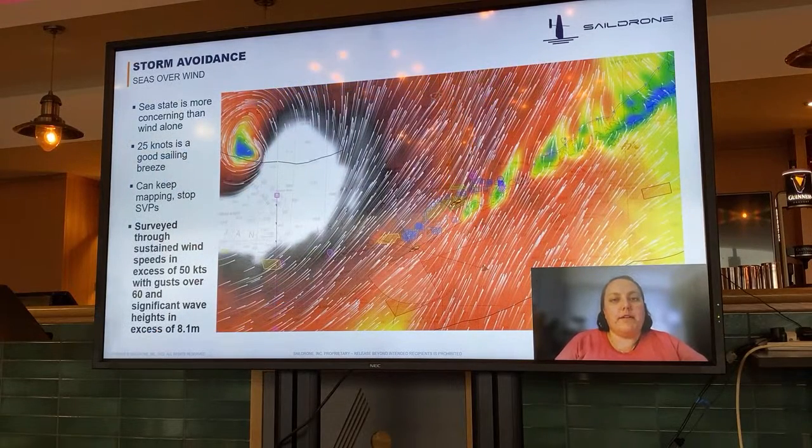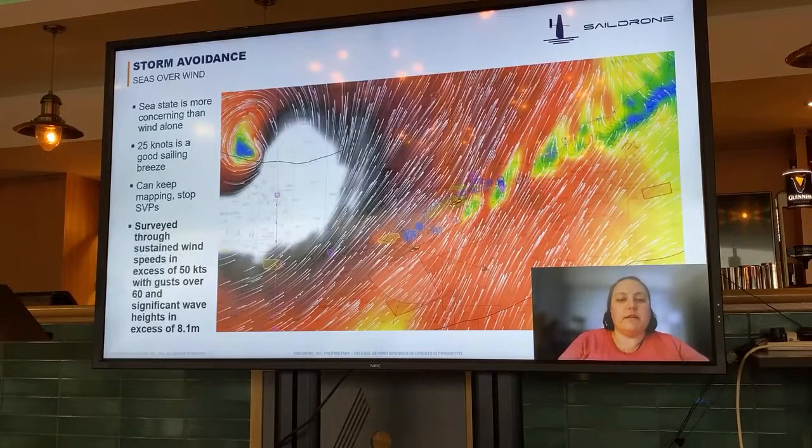We had a couple instances of some storms passing through the area, and as they tended to pass on the Bering side of the island chain, we had to hide out on the lee side, or Gulf side, of the islands for just a very short period of time. And this was a really great testament to the vehicle's capability to keep mapping through some very adverse conditions.